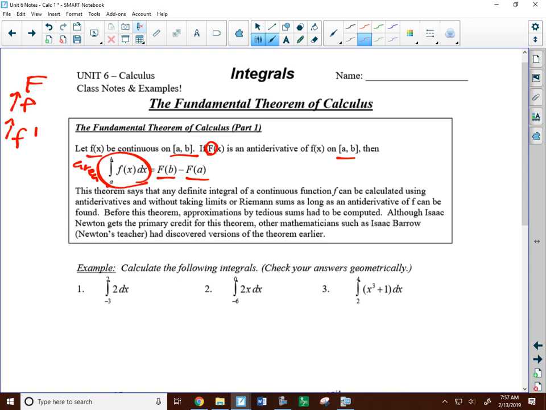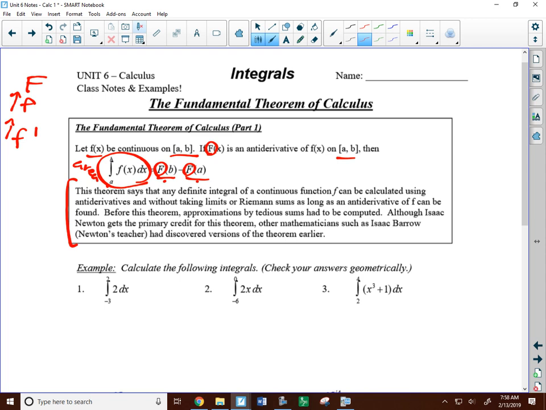So what that means is find the antiderivative, that's capital F, and plug in the interval endpoints, b and a, and subtract them. And that is the area under the curve. And that will be exact. So that's an important theorem.